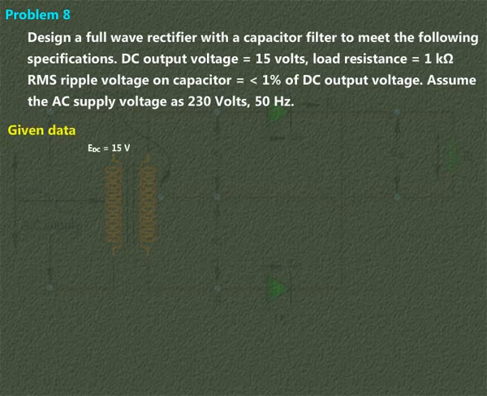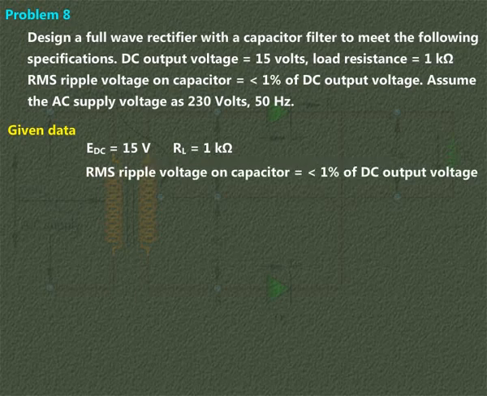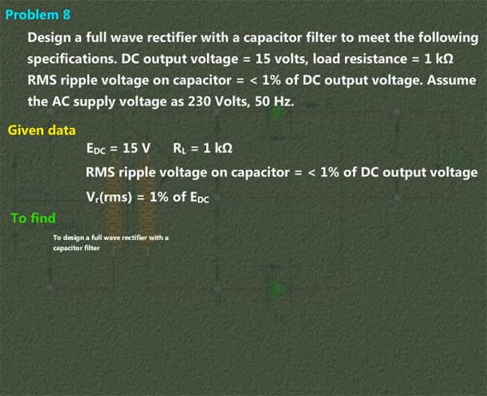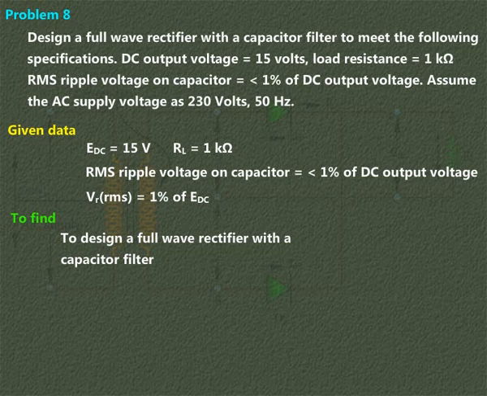Given data, DC output voltage EDC is equal to 15 volts. Load resistance RL is equal to 1 kilo ohms. RMS ripple voltage on capacitor is equal to less than 1% of DC output voltage. Therefore, VRRMS is equal to 1% of EDC. To design a full wave rectifier with a capacitor filter.